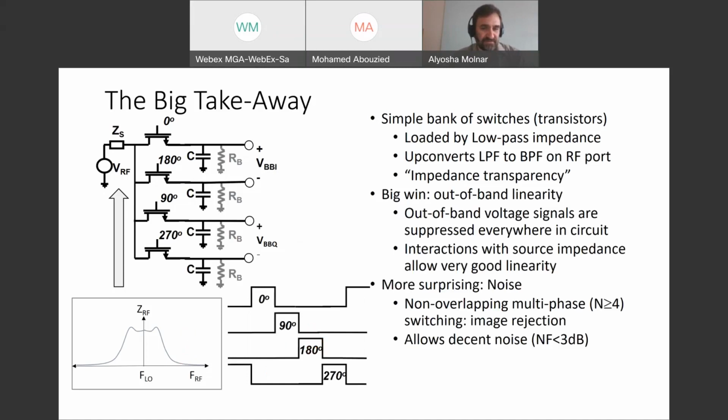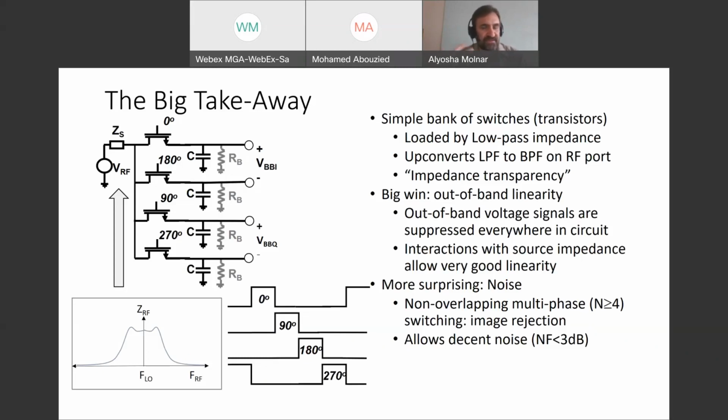What's also surprising about these circuits, which I think was less expected until people started actually measuring them, is that the noise is surprisingly not bad. This is especially true if you're using those non-overlapping multi-phase LOs with at least 4 phases, perhaps more. And this allows for well-documented noise figures of 3 dB or less in the core mixer itself. So this is a very exciting capability.